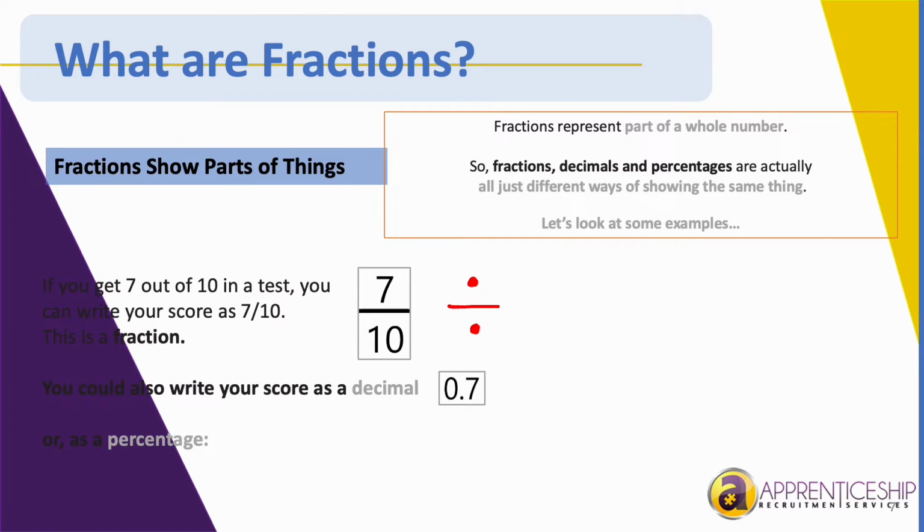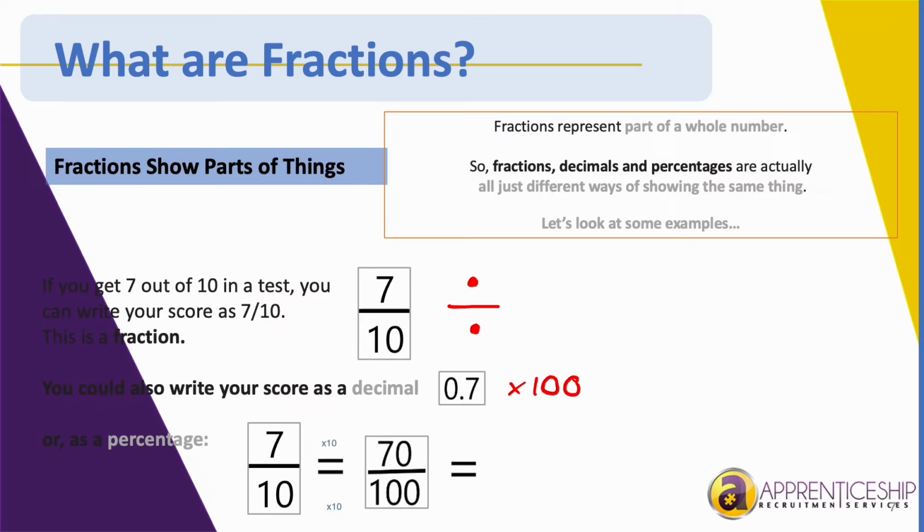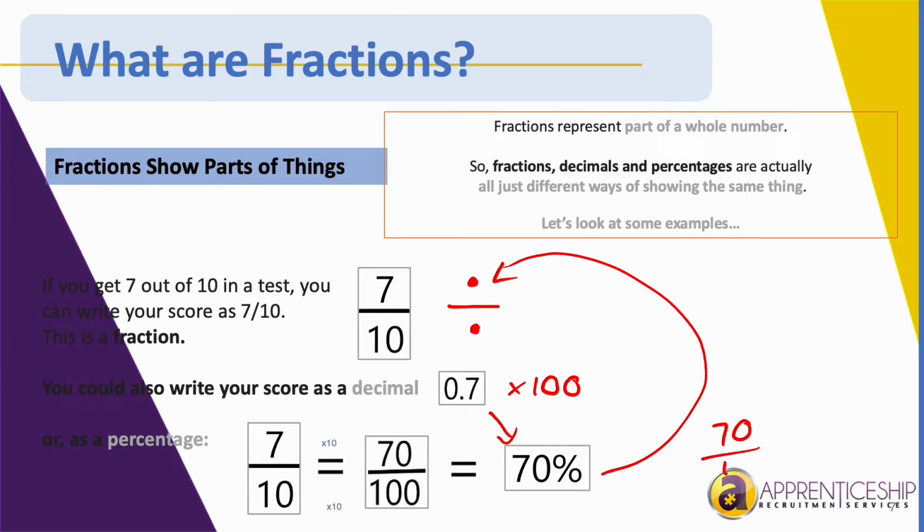And then we can get it as a percentage. We would multiply by 100, so 7 over 10 equals 70 over 100, which equals 70%. You just multiply the decimal by 100 and you get 70%. To get it back to the fraction we had in the first place, we would put it over 100, so 70 over 100, and simplify that down by dividing the top and bottom by the same number, and we'd get to 7 over 10. But we'll come on to simplifying in a moment.